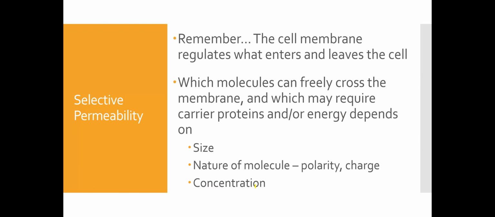So going back to the function of our cell membrane, remember that the main function is that it's going to be a selective permeable barrier that's regulating what enters and leaves the cell. And what determines that permeability has to do with several factors. It could be based on size. It could be based on what kind of molecule it is. Is it polar or nonpolar? Is it hydrophilic or hydrophobic? Does it have a charge or is it uncharged? And then obviously the concentration is going to be important in determining the movement across a membrane.